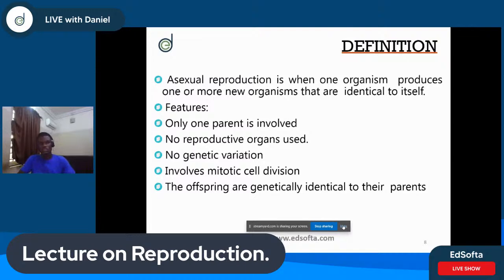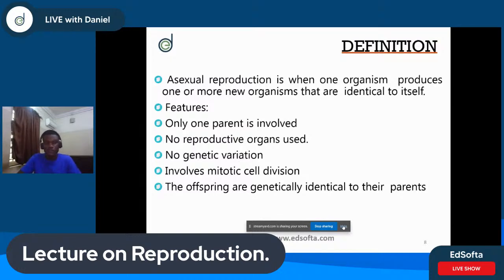Now, what does it entail? Only one parent is involved. For one parent to be involved, it will have to reproduce maybe as a hermaphrodite, having both male and female sex organs. Also, in asexual reproduction, there are no reproductive organs used. Three, there is no genetic variation. Since the same parent is giving birth to the offspring, they will have a sharp resemblance.